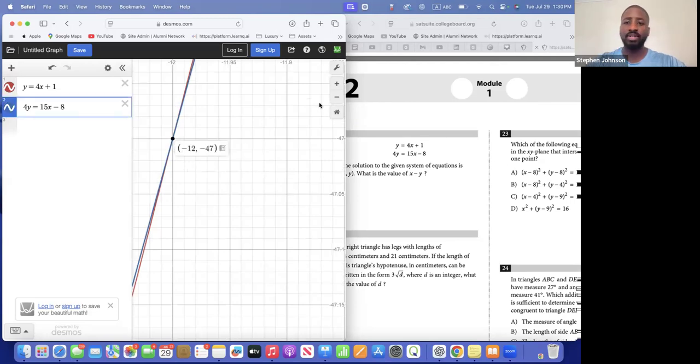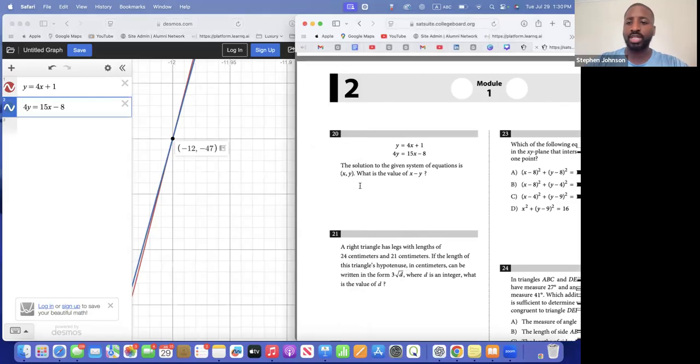(-12, -47). This question says, as a solution to the given system of equations is (x, y), what is the value of x minus y? We know that they intersect at x equals -12. So we have -12 minus -47, which becomes -12 plus 47, which is equal to positive 35. So that would be our answer. Again, all found by plugging into Desmos and just using the numbers we find for the point of intersection.